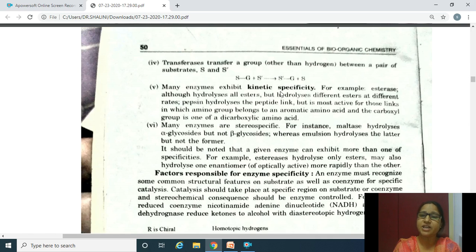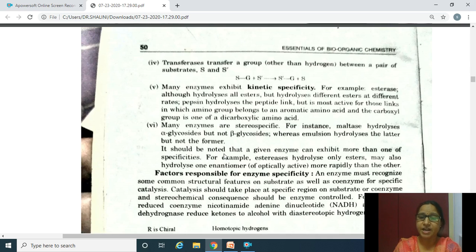Many enzymes exhibit kinetic specificity. For example, esterases, although they hydrolyze all esters, hydrolyze different esters at different rates. Kinetic specificity means they give different rates of reaction with different substrates. Many enzymes are also stereospecific. For instance, maltase hydrolyzes alpha glycosides but not beta glycosides, whereas emulsin hydrolyzes the beta glycosides but not the alpha glycosides.